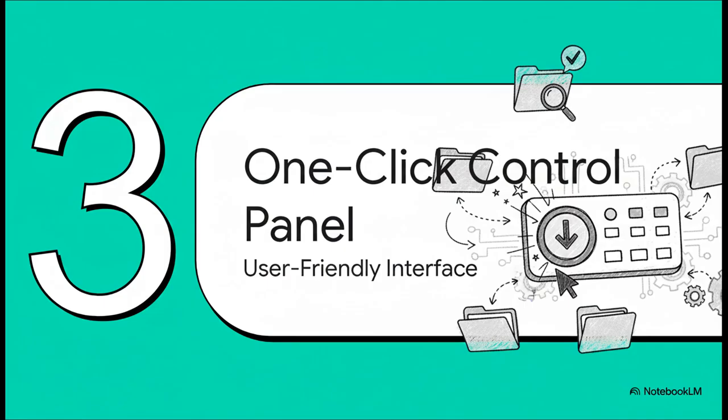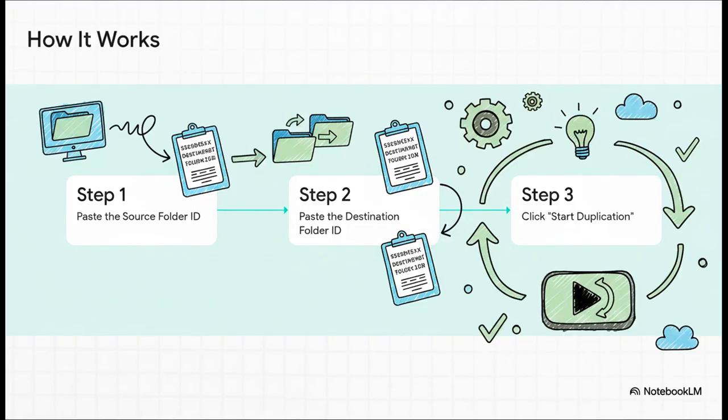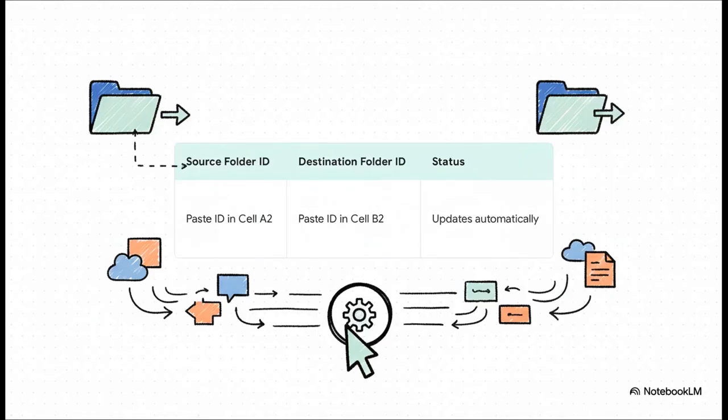And I'm not kidding, it's about as simple as it could possibly be. It all comes down to 3 little steps. First, you tell it what to copy by pasting in the source folder's ID. Second, you tell it where to put the copy by pasting the destination folder's ID. And third, you click a button that says Start Duplication. That is literally it. And this is what it looks like. The interface is super clean. You just open up the Google Sheet, you paste that source ID right there in cell A2, then you paste the destination ID right next to it in cell B2, then you just go up to the custom menu, click Start, and the tool takes over.